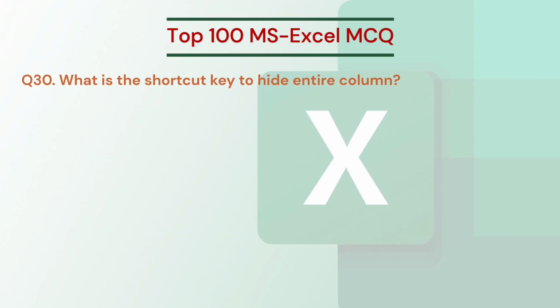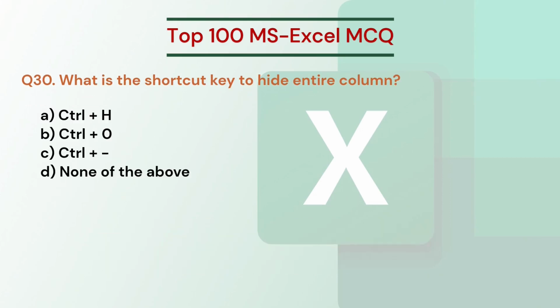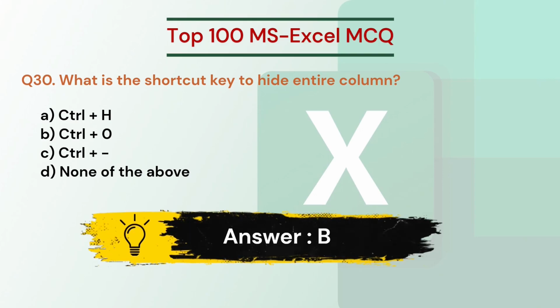What is the shortcut key to hide entire column? A. Control plus H. B. Control plus 0. C. Control plus hyphen. D. None of the above. Correct answer is B. Control plus 0.